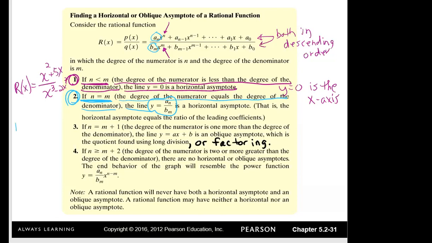So if I gave you r of x equal to, I don't know, 3x to the 5th over 8x to the 5th, your horizontal asymptote would be y equals 3/8. But that's only if the degree of the numerator equals the degree of the denominator. Somebody studied this and figured this all out, so they made a list of rules.